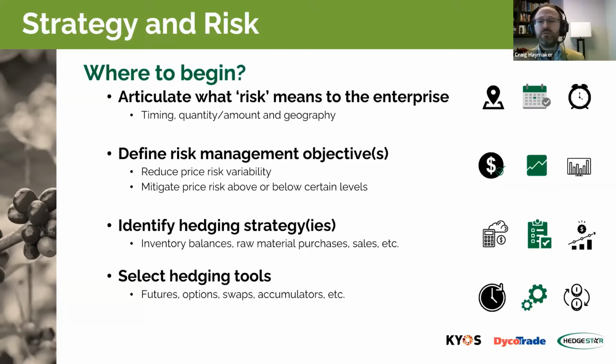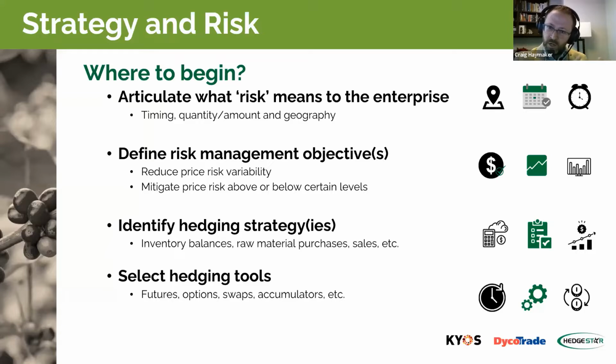So where do we begin? First and foremost, we need to articulate what risk means to the enterprise. Is risk simply the variability in our commodity price inputs? Or is it prices rising above a certain level or below a certain level as we think about budgets? That needs to be very clearly defined across the organization. And then our risk management objectives will follow suit.